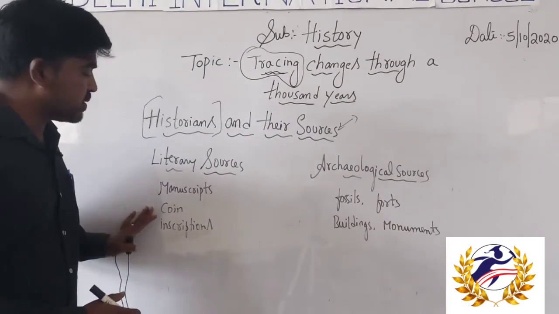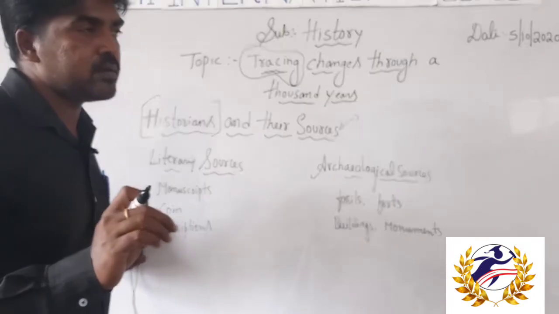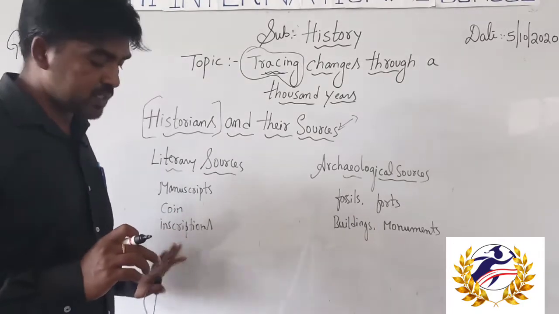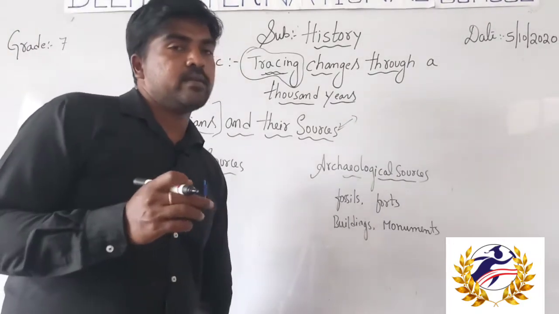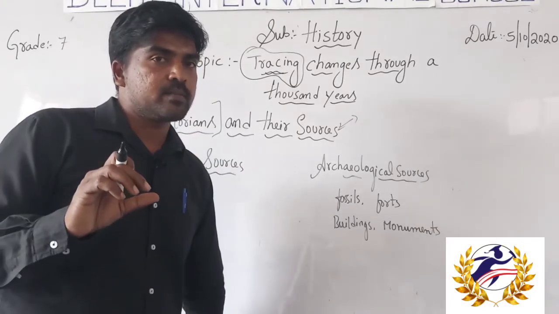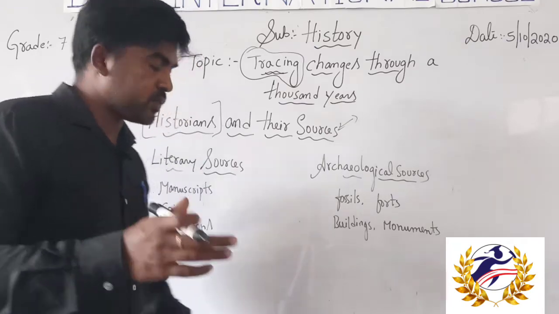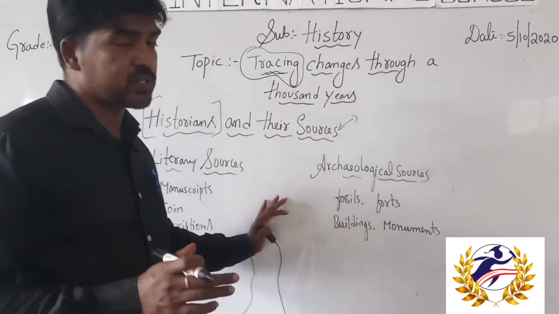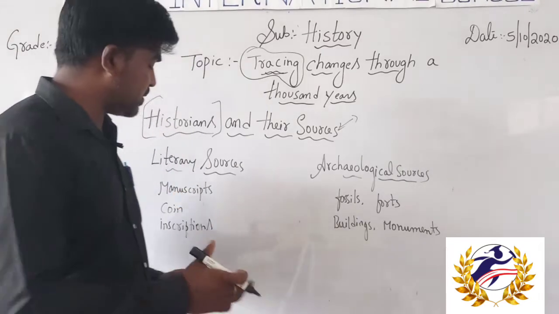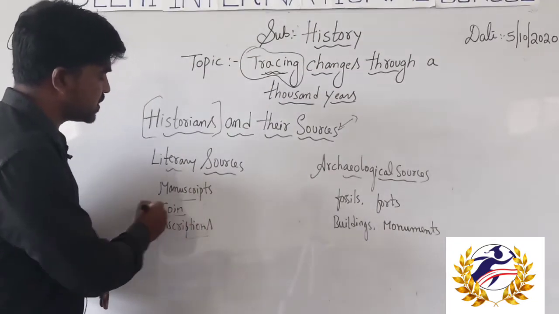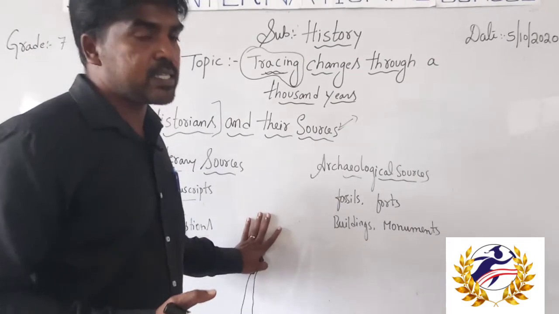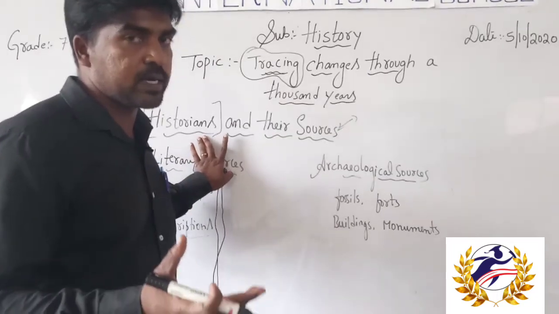So manuscripts, some literary work, coins and inscriptions. Inscriptions means sometimes it is engraved on stones and pillars. So this is about inscriptions. For example, the Ashoka pillar. Many pieces of information are engraved. We call these inscriptions. So these literary sources provide clues and evidences for the historians to collect information.